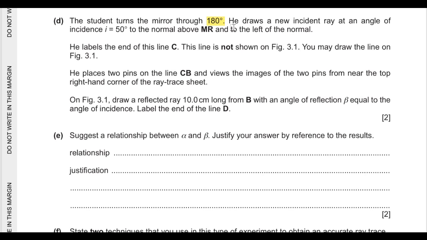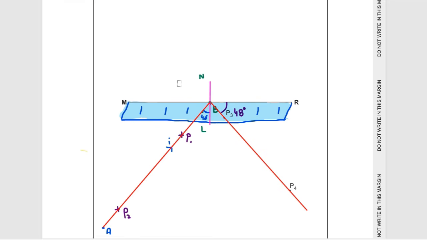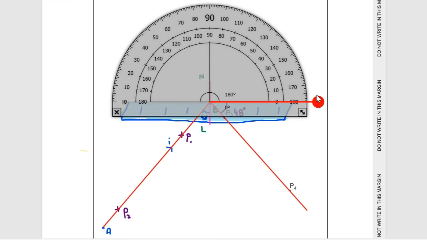Then the question says he draws a new incident ray at an angle of incidence 50 degree to the normal above MR and to the left of the normal. He labels the end of this line as letter C. This line is not shown on figure 3.1. You may draw the line on figure 3.1. According to the question, above the line MR to the left side means over this side, and the ray having 50 degree with the normal would be over here.